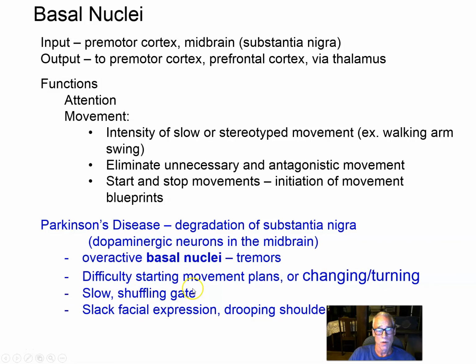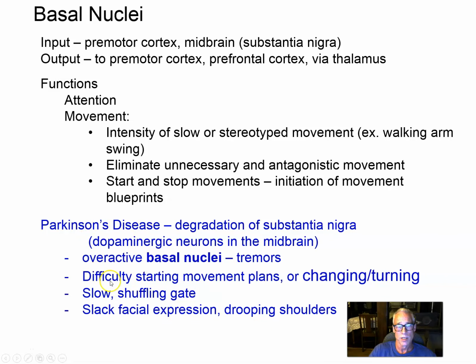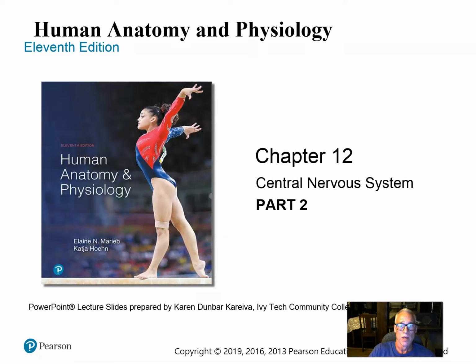The person with advanced Parkinson's disease exhibits a slow shuffling gait when they walk. They have a slack facial expression, drooped shoulders. So the motor functions that the basal nuclei normally perform are not being controlled properly. And it's a progressive disease, gets worse and worse, and there's no cure for it.